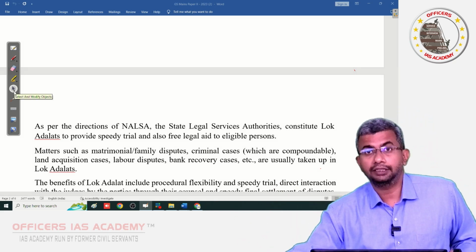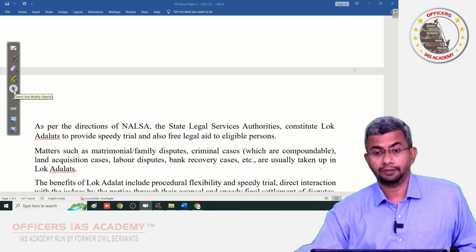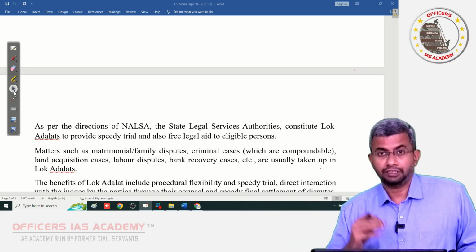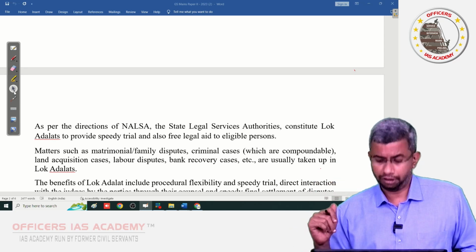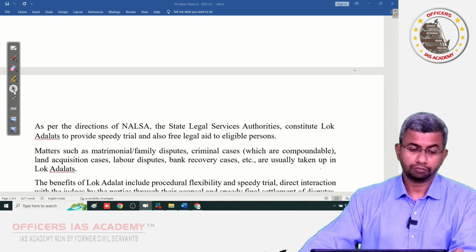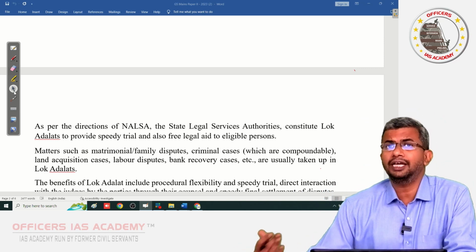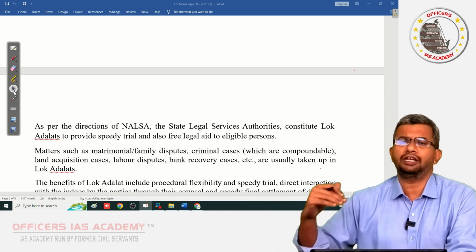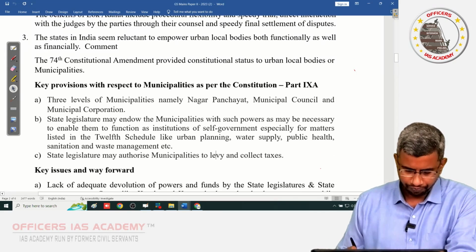As per their direction, the State Legal Services Authority or the District Legal Services Authority organize Lok Adalats. Lok Adalats will give speedy trial. There are certain types of cases like matrimonial disputes, contract disputes, and compoundable offences, which can be heard in these Lok Adalats, and they give faster justice. Through this process, free legal aid is also given. So that's a straightforward question which was asked.